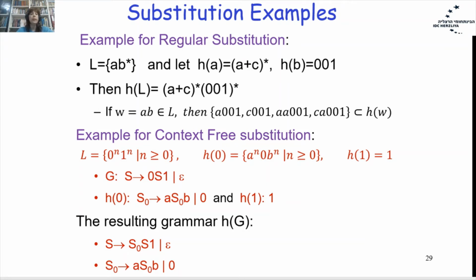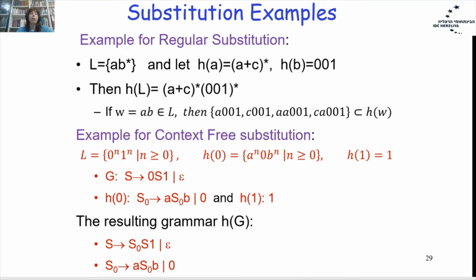Okay, let's see an example for context-free substitution. We are given a context-free language L, L equals 0 to the power of n, 1 to the power of n, where n is greater than or equal to 0. We can define the substitution function h of 0 as a new language, a to the power of n, 0, b to the power of n, where n is greater than or equal to 0. And we can define the substitution function h for 1 to be equal to 1.